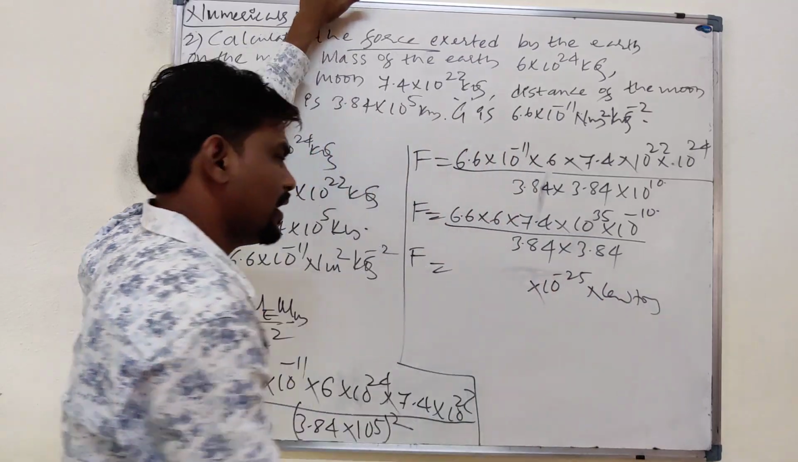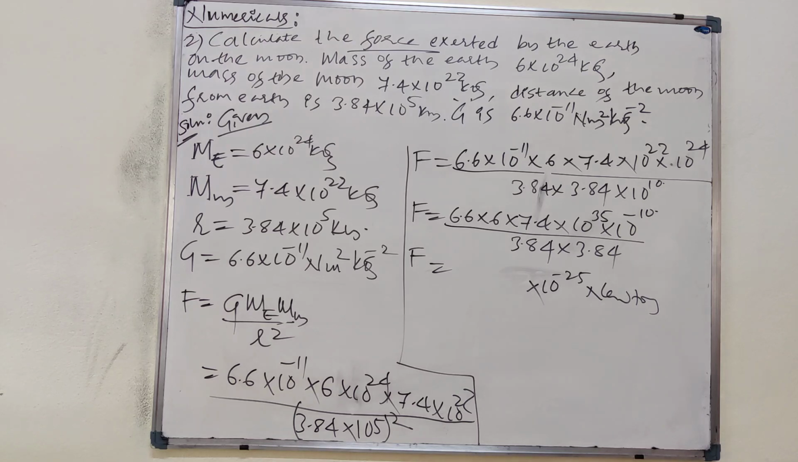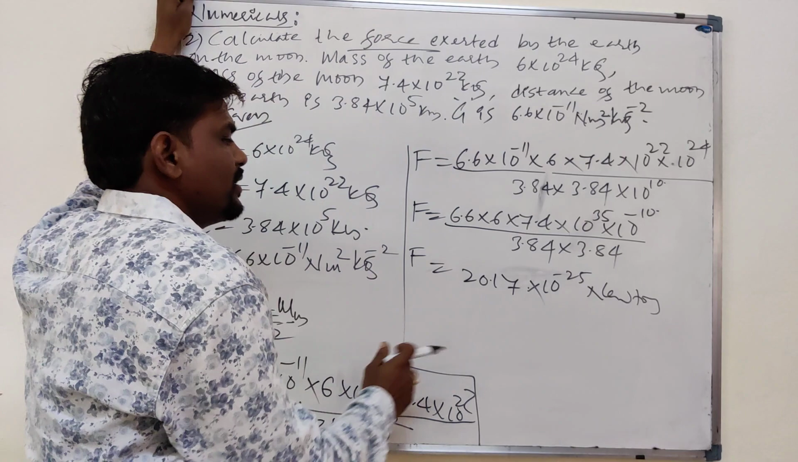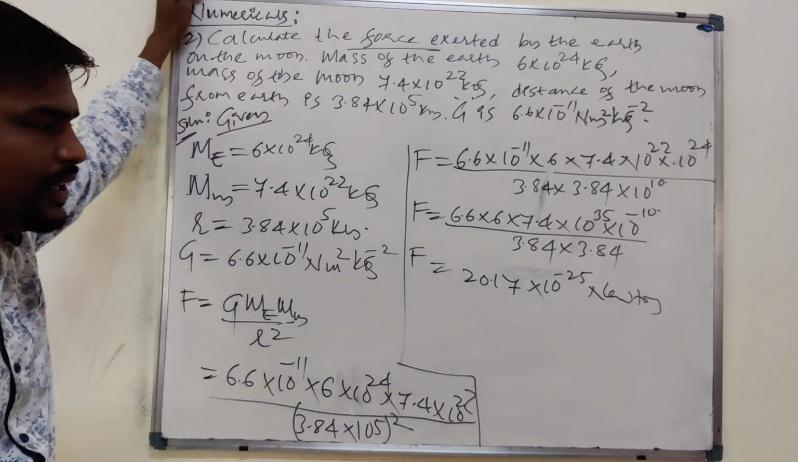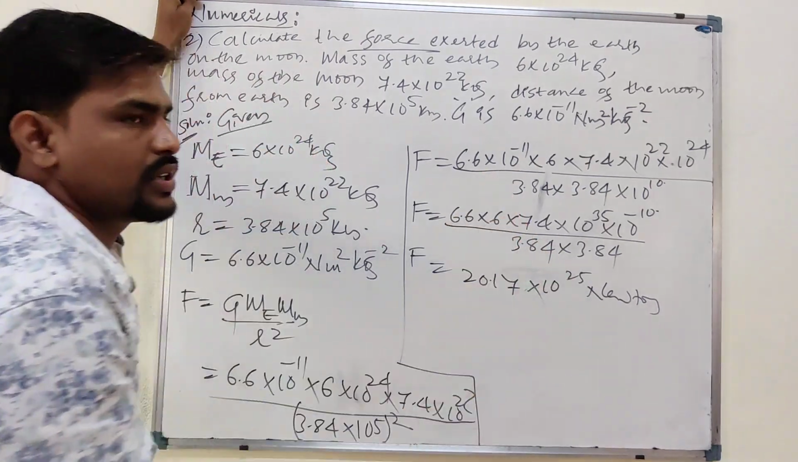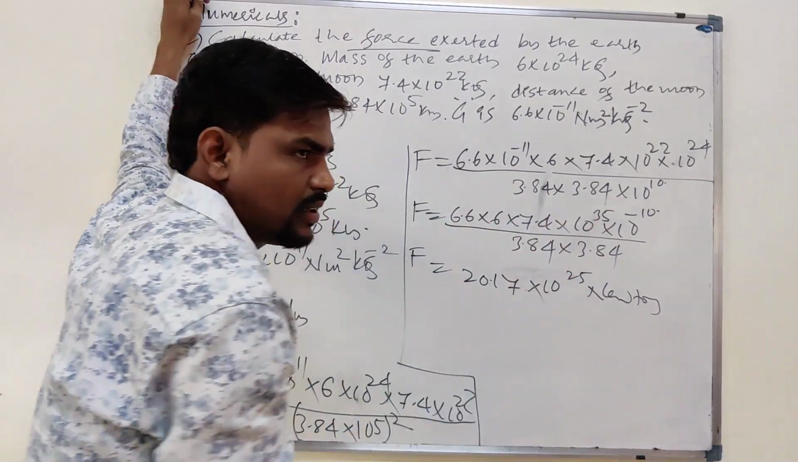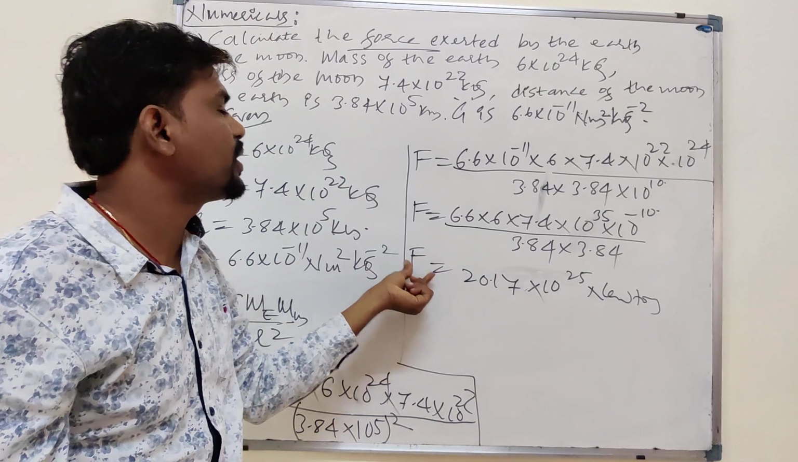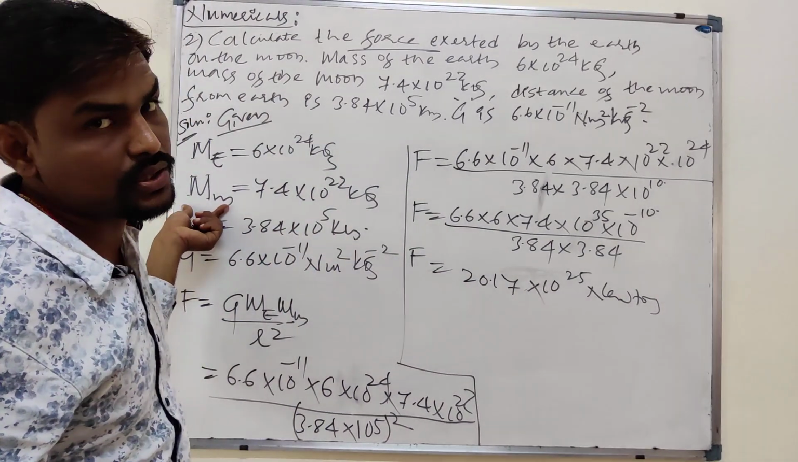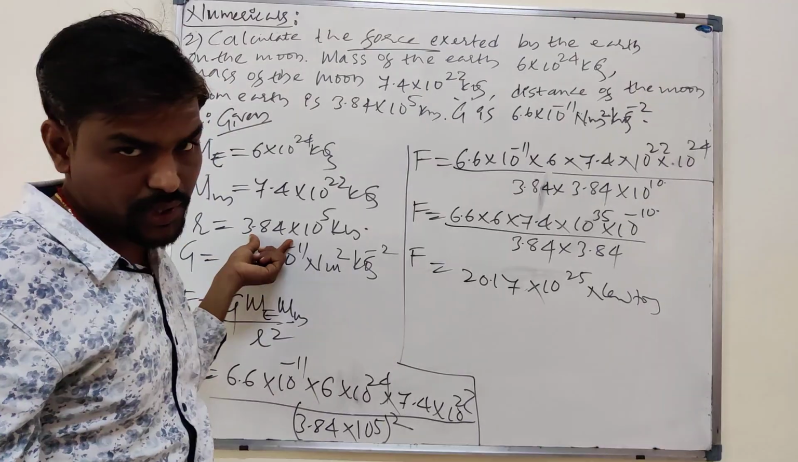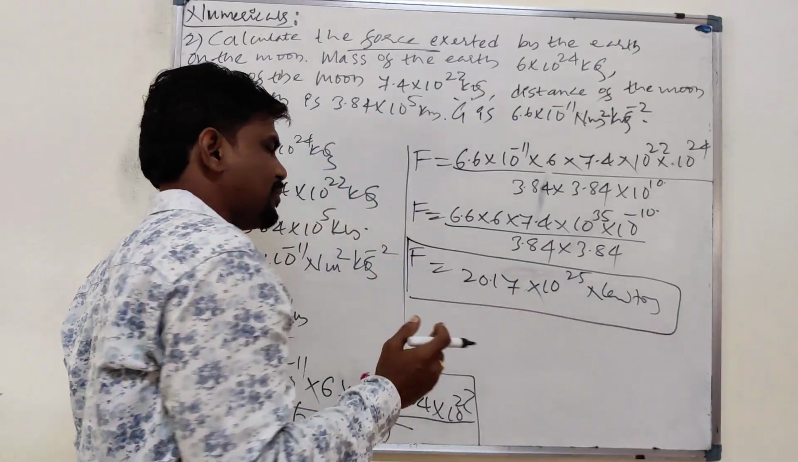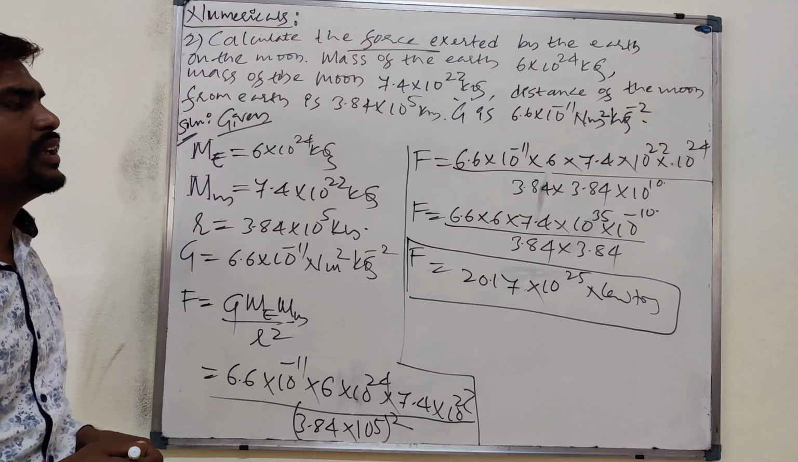It has the value now, right? Twenty point one seven. What newton? Sorry, this is not minus, it is plus, because 35 is plus. So 20.17 into 10 raised to 25 newton force between mass of earth and mass of moon at the distance of this much. So you calculate the value with a simple calculator.